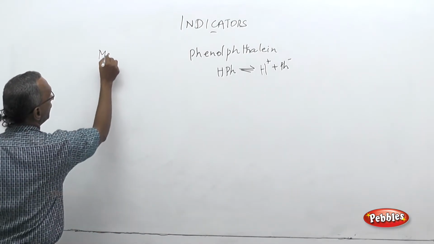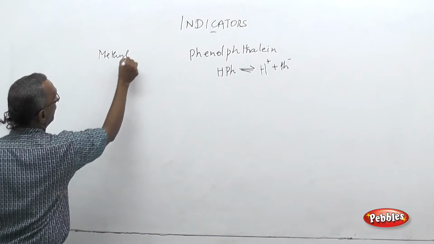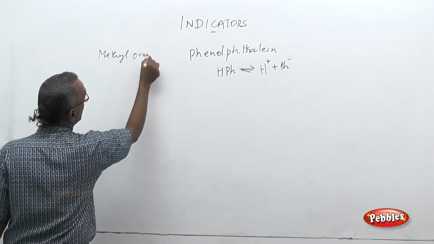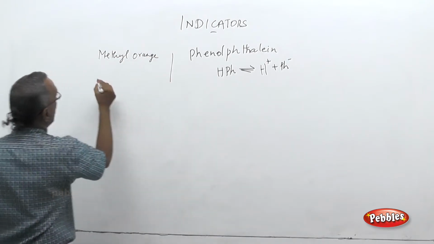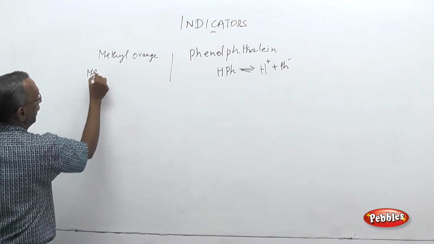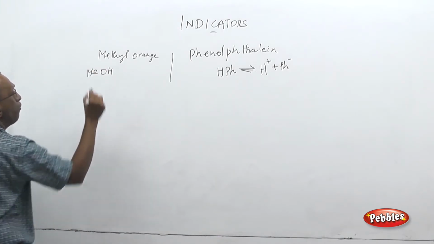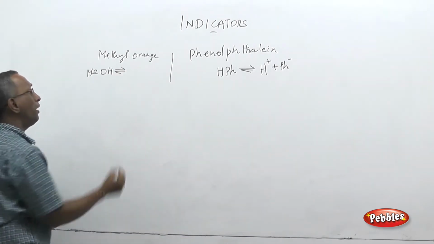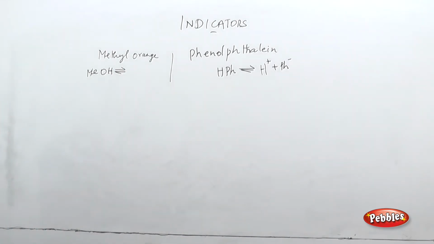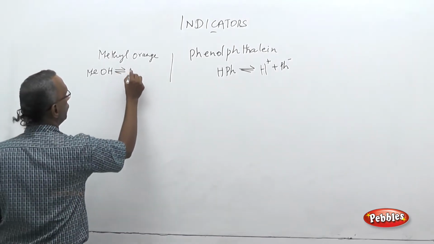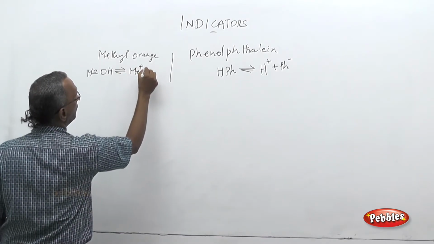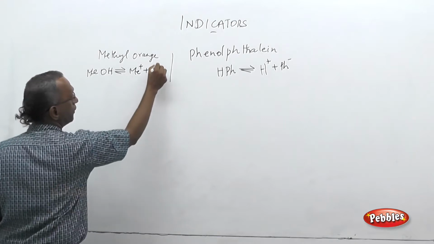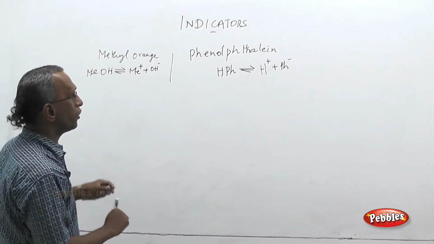Another indicator is methyl orange. Here methyl orange is a weak base. It is generally represented as MeOH. A weak base means it can be studied by ionic equilibrium, dissociating to Me plus and OH minus. Now, how does it function by color change?